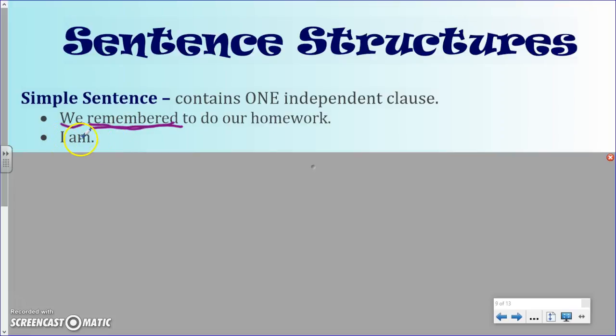The next one, I am. This is actually the shortest sentence along with I do, but it has a subject and it has a verb. It doesn't say I am hungry, but you can just show existence with this. It's simple, it's to the point, it's a simple sentence, it's one independent clause.